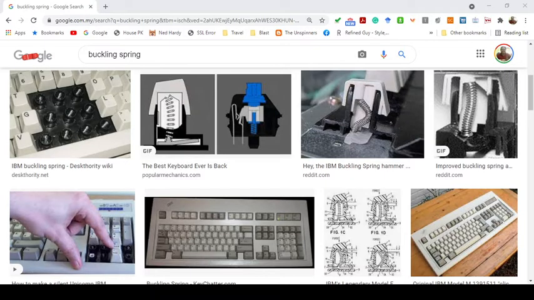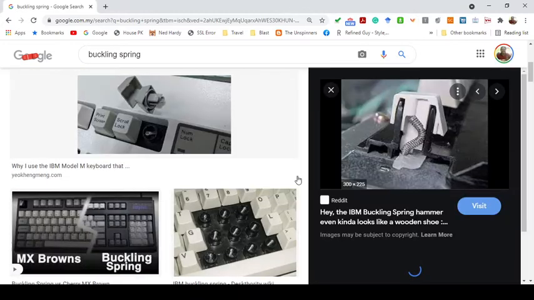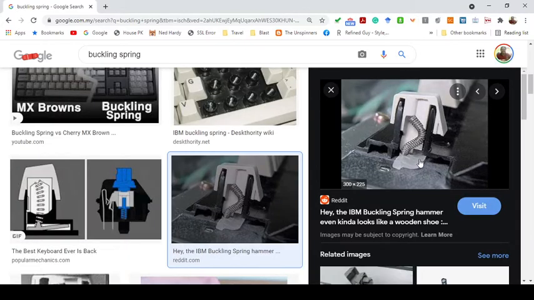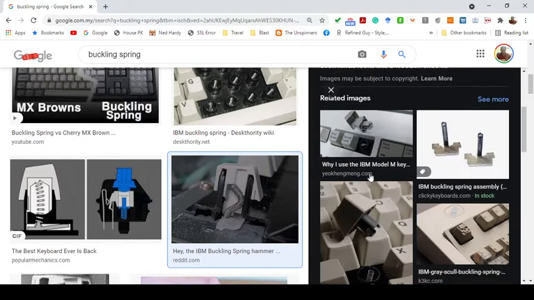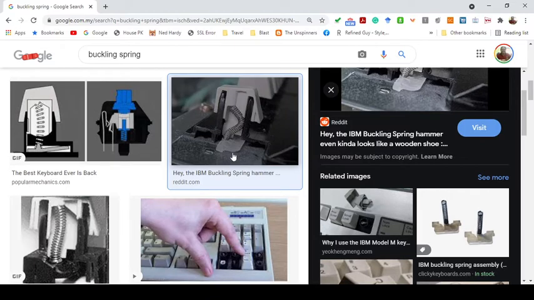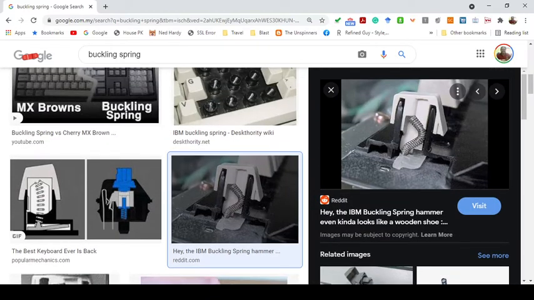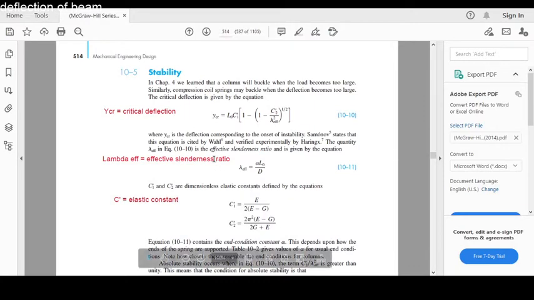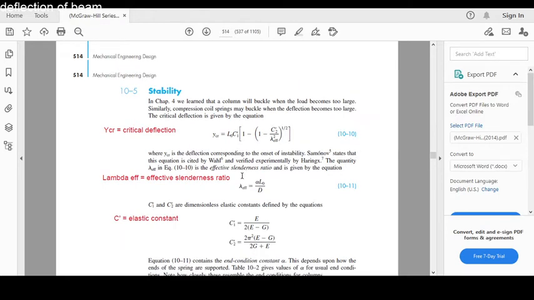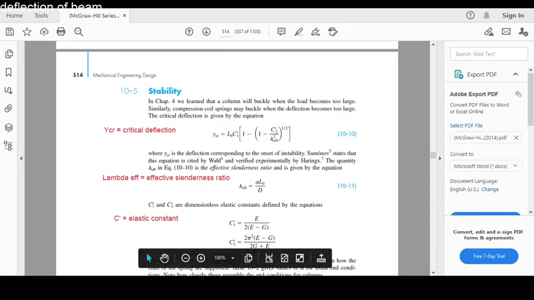When you Google buckling in spring, you can see these images. This is buckling of a spring. The spring is buckling like this. So we want to avoid it. In this textbook, buckling is mentioned in chapter 4. In the Hibbeler textbook, it is mentioned in chapter 14. You can see how people approach the subject of buckling. We learn that a column will buckle when the load becomes too large. Similarly, any questions?